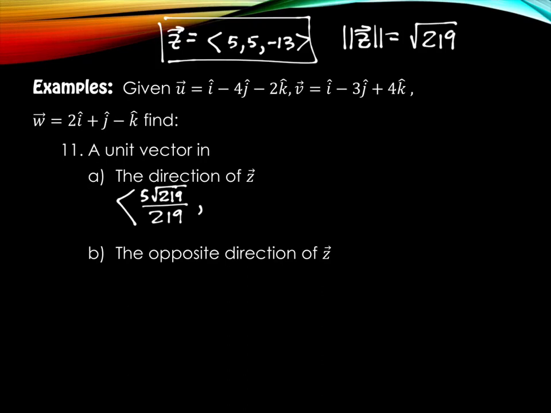Is everybody okay with me jumping that step? Excellent. We'll do it again. 5 square root of 219 over 219. And then negative 13 square root 219 over 219.